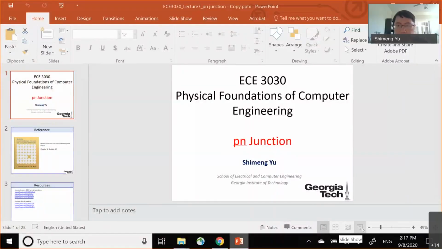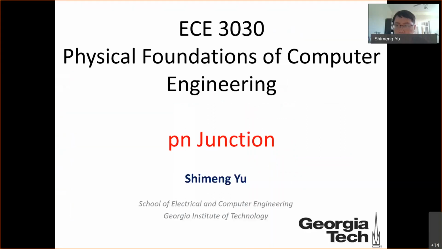Welcome back to lecture 7. So this is about the PN junction. So far we talked about the N-type and P-type doping of the semiconductor. And now we are going to bridge two pieces of semiconductor together. Let's say one P-type and one N-type. And then we're going to have this PN junction.